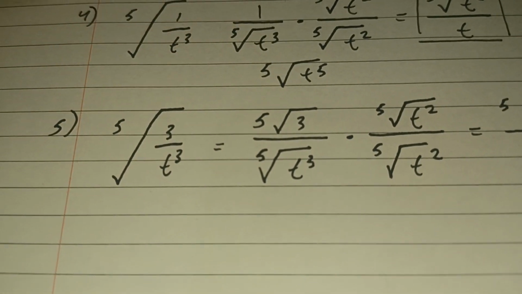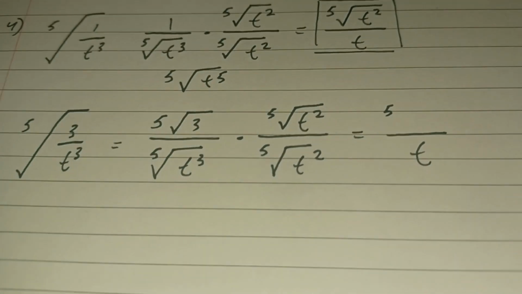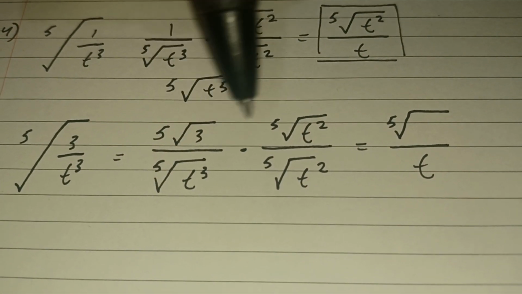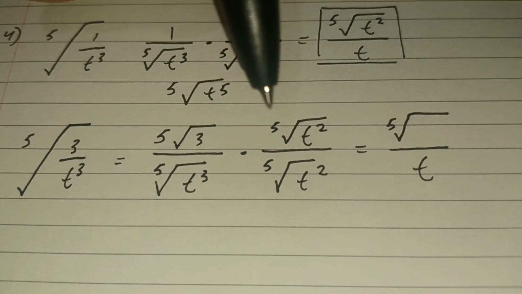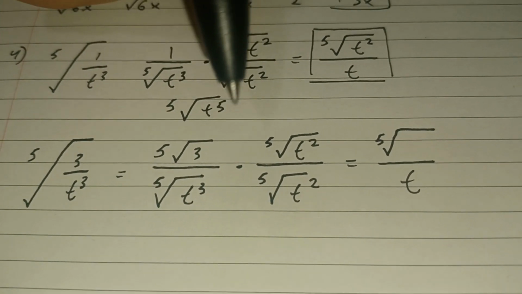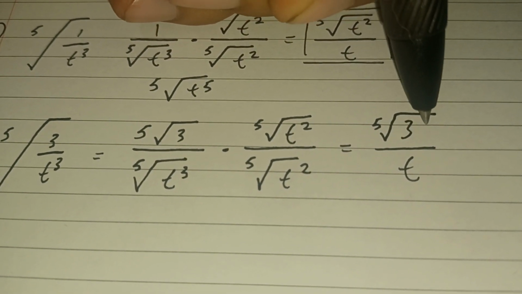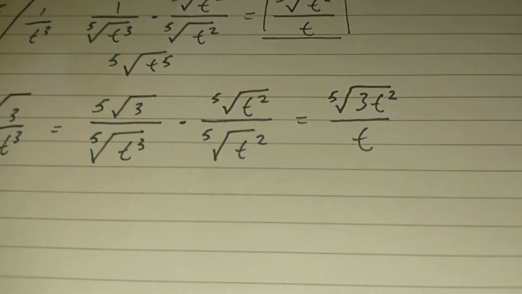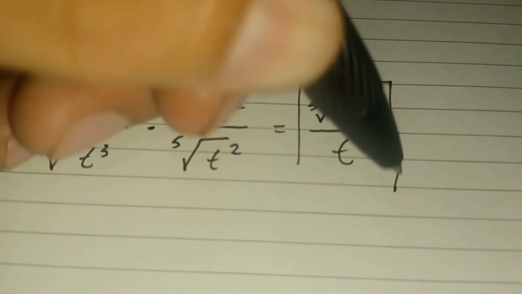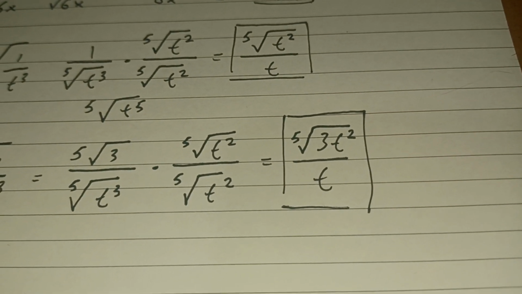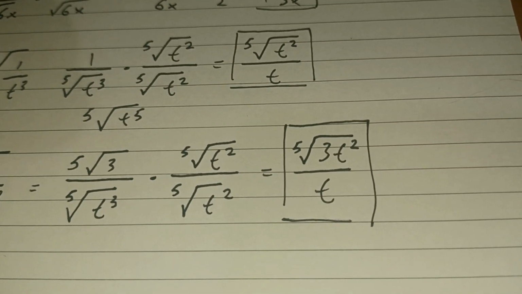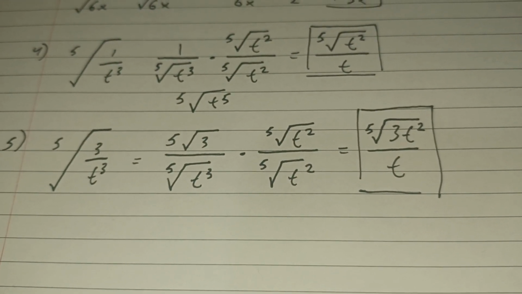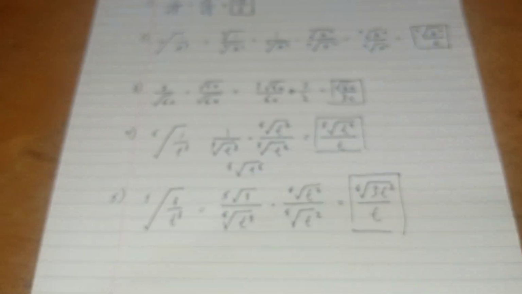And this is not 5 times the square root of 3. This is actually the fifth root of 3. Sorry, I didn't write it too well here. We multiply it, so that's going to be the fifth root of, we need to multiply what's inside now. So 3 times t to the second power. So we have the fifth root of 3t to the second power divided by t. That is how we rationalize the denominator.